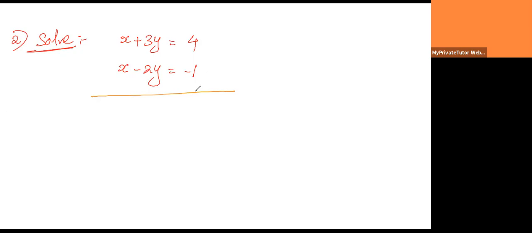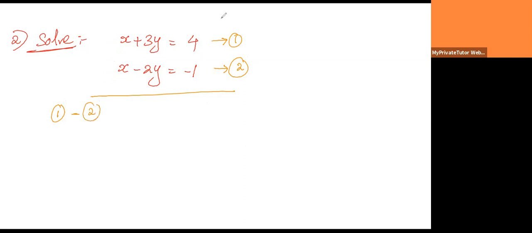Why elimination? Because just have a look at the coefficients of x, which are both 1. Both are positive signs, which means we can easily eliminate x here. But how? Since we have the same signs, we need to subtract to eliminate. I hope everyone agrees to that.